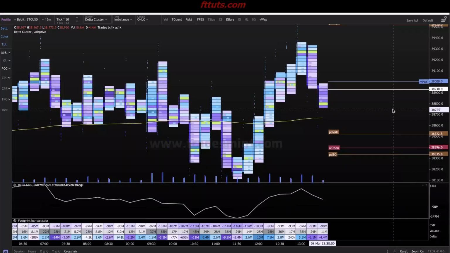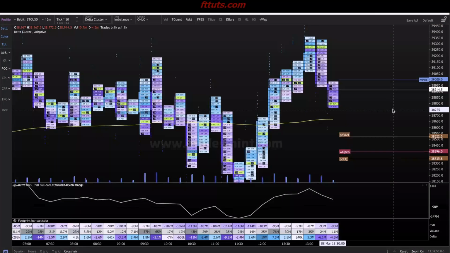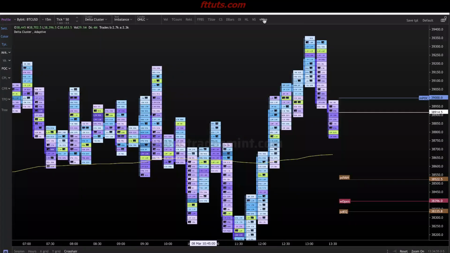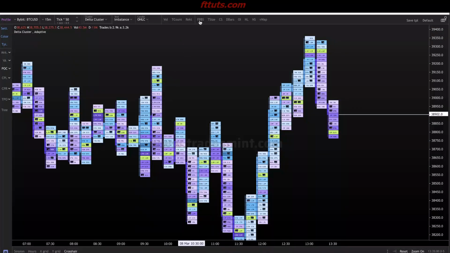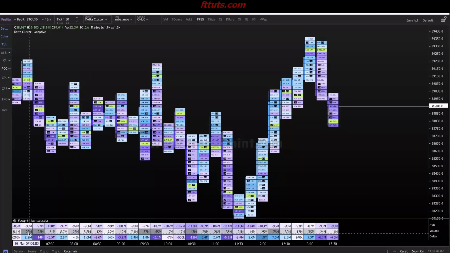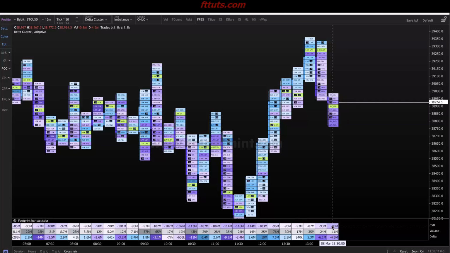Okay, so I want to go over everything that we have on this chart. Okay, first of all, up here, and I went over this a little bit in the beginning of the course, but I want to talk about specifically the things that we have down here, FPBS, okay, the footprint bar statistics. We have three different things down here, okay? We have CVD, which we will have a dedicated session on. We have volume, and then we have delta. Most of the time, these are the three things that people will have in their footprint bar statistics chart.